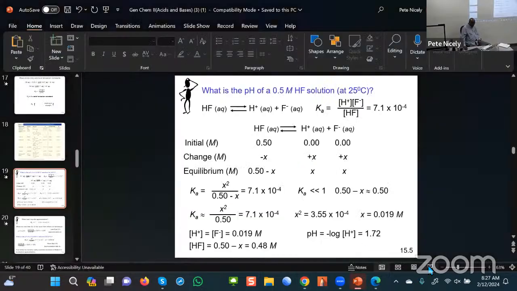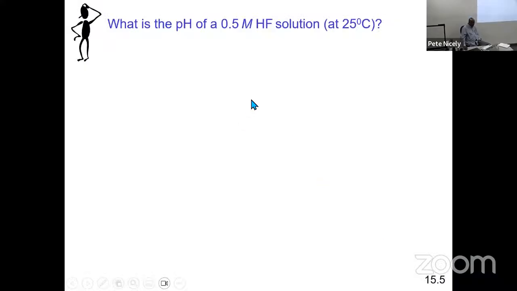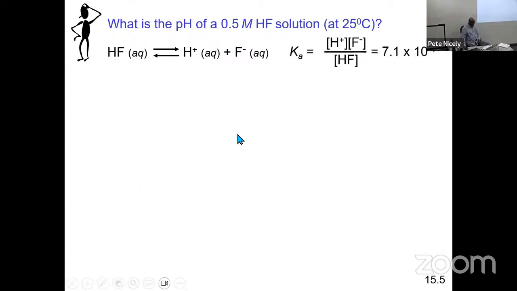So let me get back to the PowerPoint here. Okay, so as I said before, the first thing you need to do is write down the equation for the dissociation of the acid, which of course would be an equilibrium situation. And then we write down the Ka values. And of course, you'd have to look up the Ka value for your particular weak acid. This is the equilibrium expression for that.